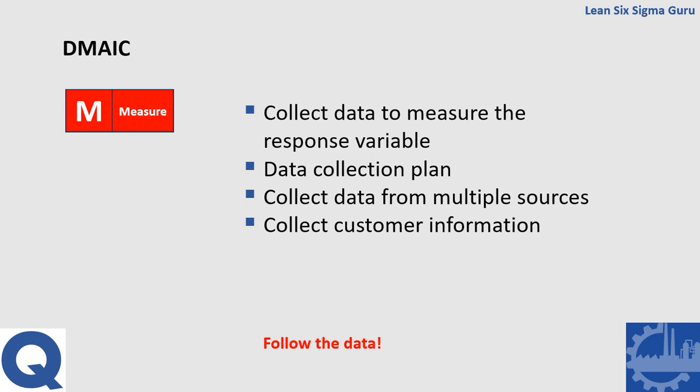The next one is M, or measure. We collect the data to measure the response variable. Remember that nice little bit of jargon. The data collection plan: we collect data from multiple sources, and we collect customer information to see how our performance is. We always follow the data, especially on a Six Sigma project. The data is key in helping us understand the information, and this is the measure step.